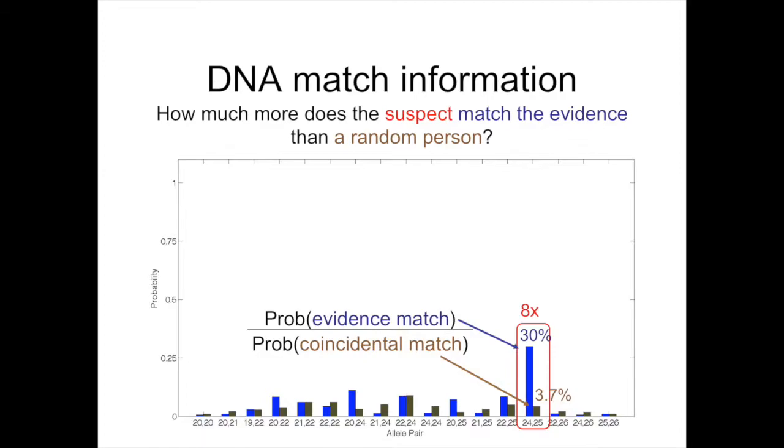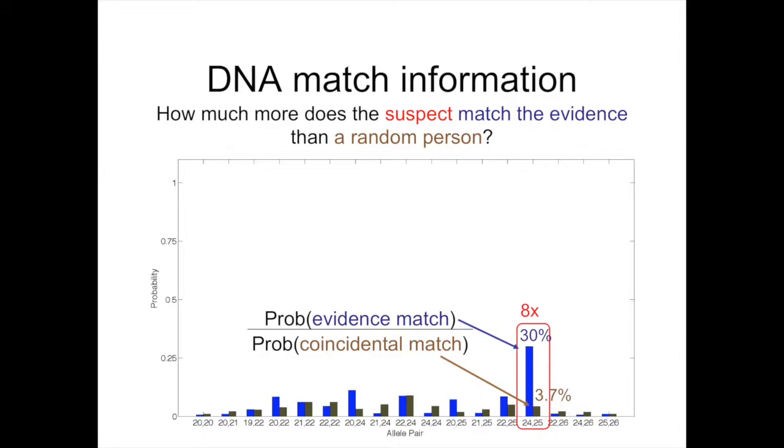All valid match statistics are ratios of 2 probabilities. The probability of an evidence match divided by the probability of a coincidental match. For example, random match probability with single source DNA is just like this, but the blue bar is up at 100%. So that would be no uncertainty about a match divided by a small amount of coincidence, giving a big number. When there is uncertainty in the data, there's more than one possibility.